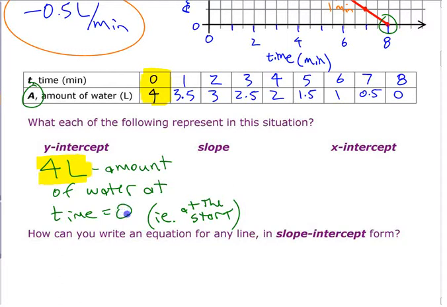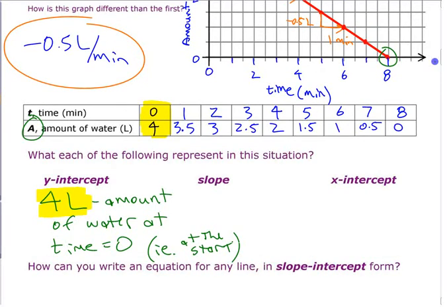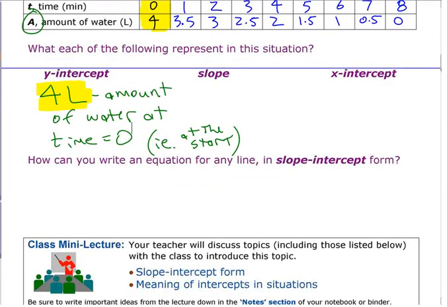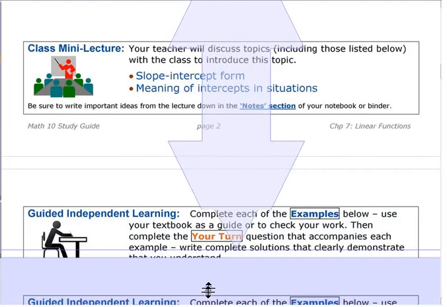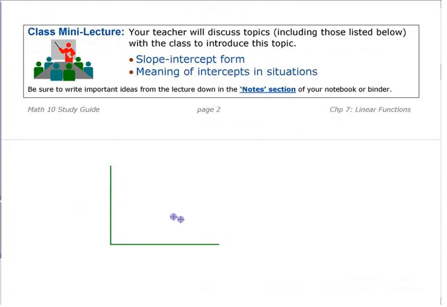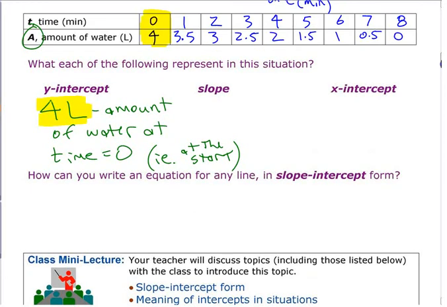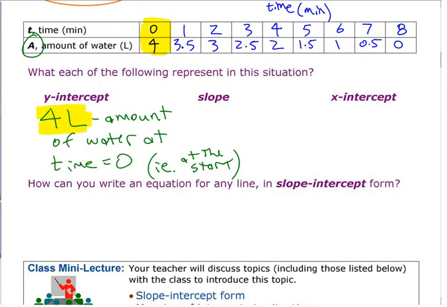In any situation for any linear function, the y-intercept is going to represent the starting value. Intuitively, you know this already. If we drew some kind of a graph here, whatever graph you happen to draw, wherever it crosses that y-axis, that's the starting value at 0, wherever it starts, whatever that happens to be a graph of. In this situation, it's amount of water. It could be anything. There are different examples in the textbook that you can look at.